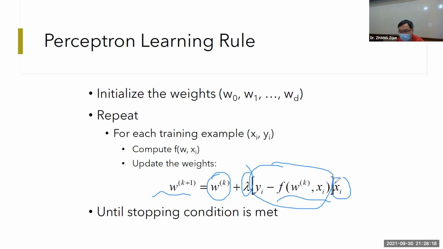And multiply the input value X. That means we take a partial scale of the X to facilitate computing of the W. So we repeat such a procedure until the stopping condition is met. That means the algorithm converges, the W cannot be further optimized. It becomes very stable when you feed in more data points. It will not be changed significantly.